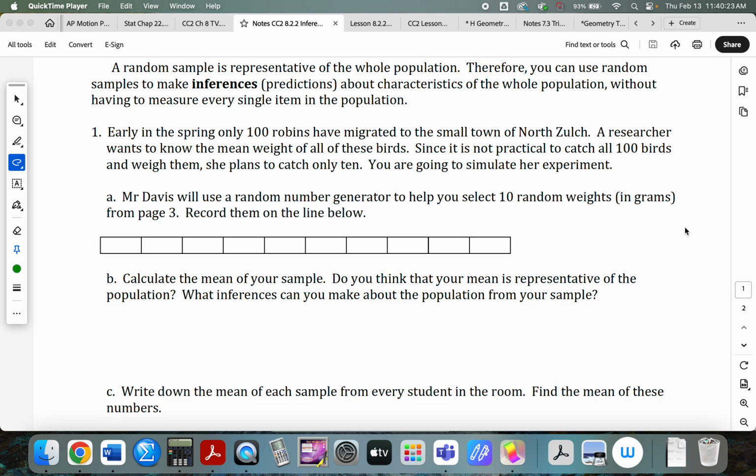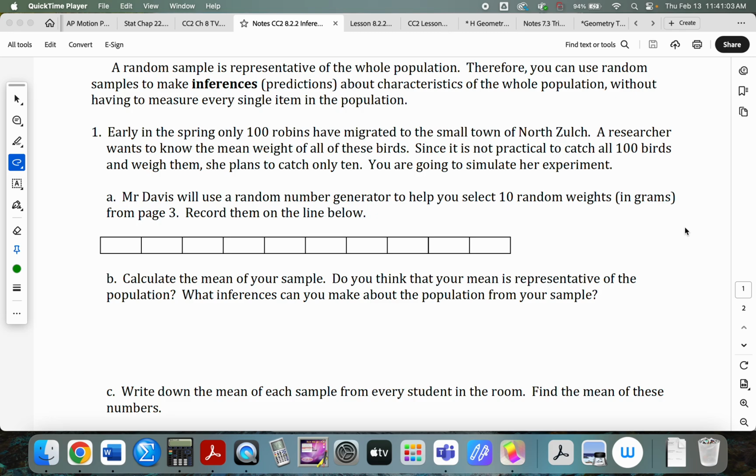Therefore, you can use random samples to make inferences or predictions about the characteristics of the whole population without having to measure every single item in the population. I'll just tell you that right now I teach AP statistics, and we're doing inferences. We'll do inferences for, I don't know, about 2 months. We do stuff that's a lot more complicated than you guys will do, but it's the same idea. You're going to take a sample, and from that sample, you're going to try to infer what the whole population is like. All right, so here's what we're going to do.